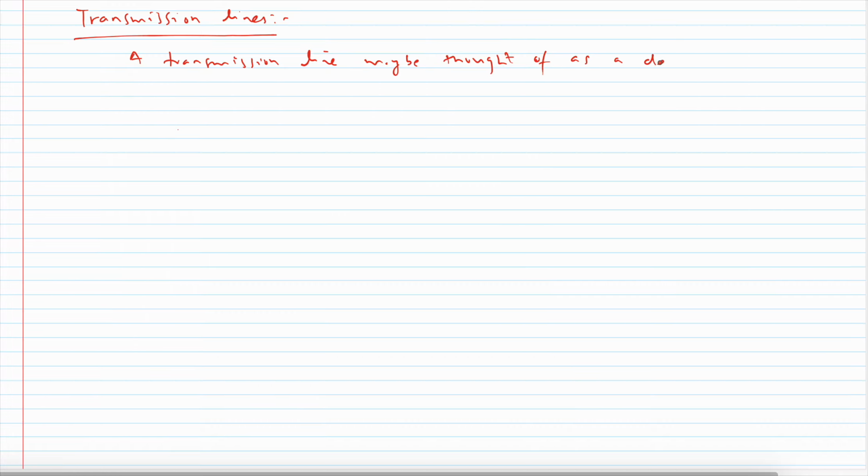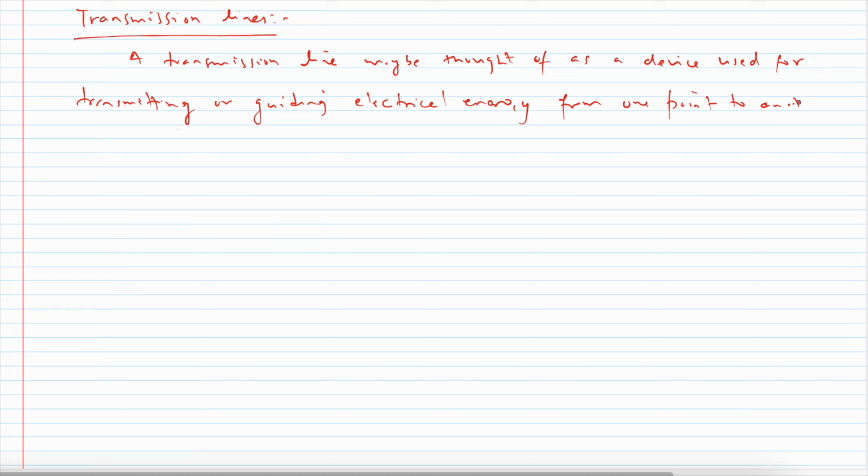Transmission lines. A transmission line may be thought of as a device used for transmitting or guiding electrical energy from one point to another.